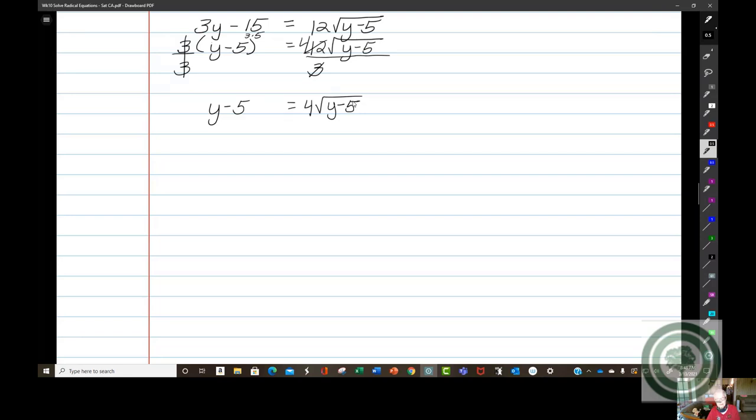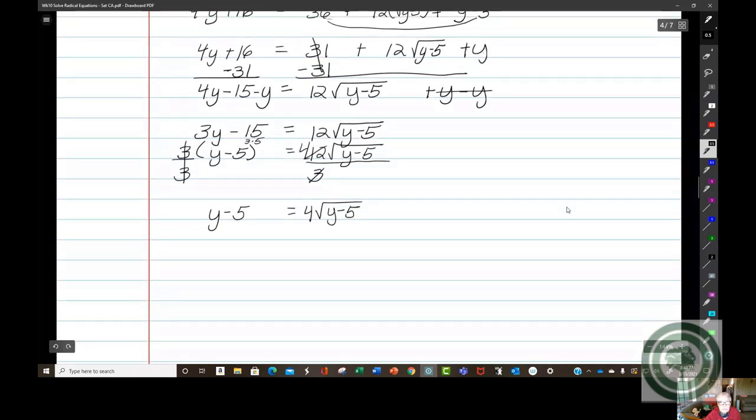Professor, would we not have the root of y minus 5 over 3? So 4 times the root of y minus 5 over 3? That's good thinking again. If this had been 12 plus the square root of y minus 5 over 3, then we would have had 12 over 3 plus the square root of y minus 5 over 3.